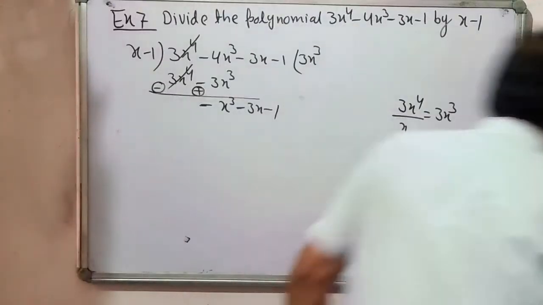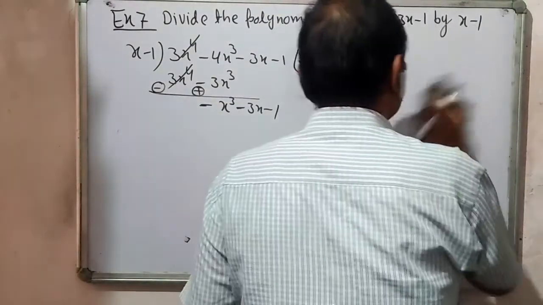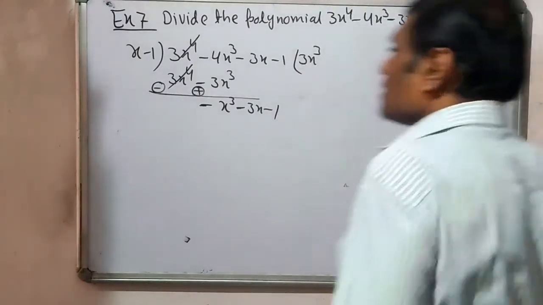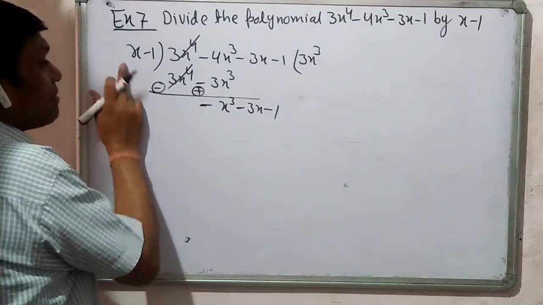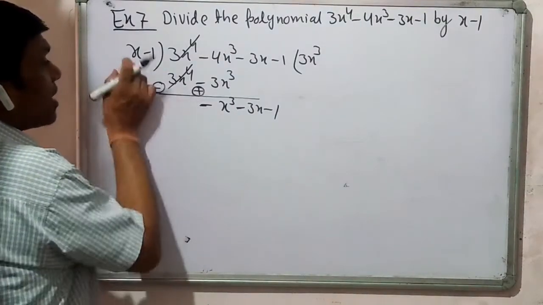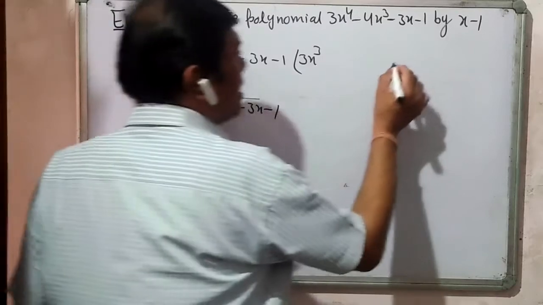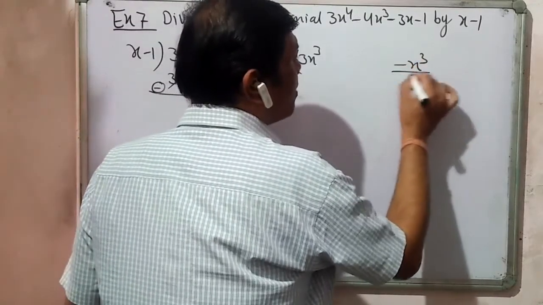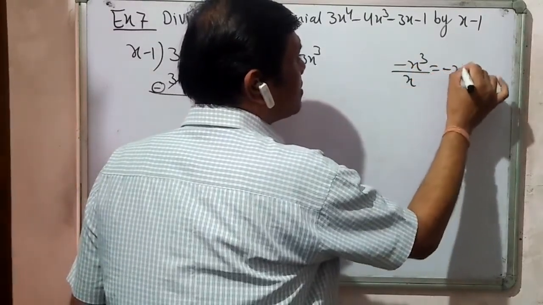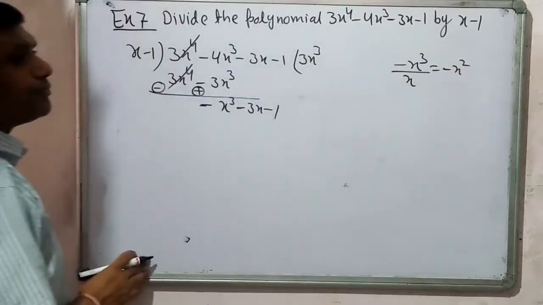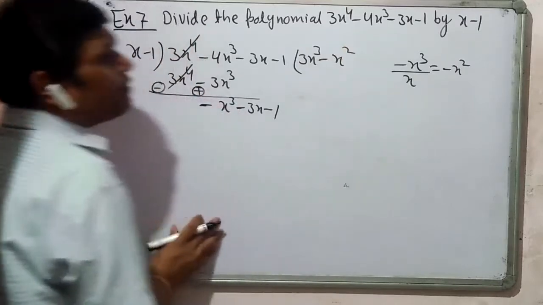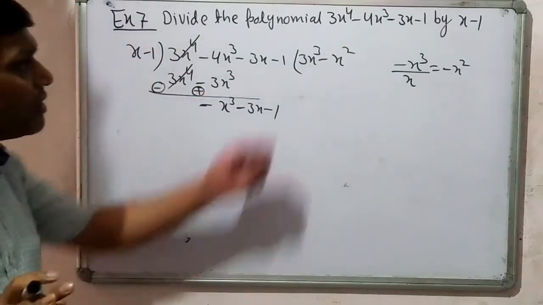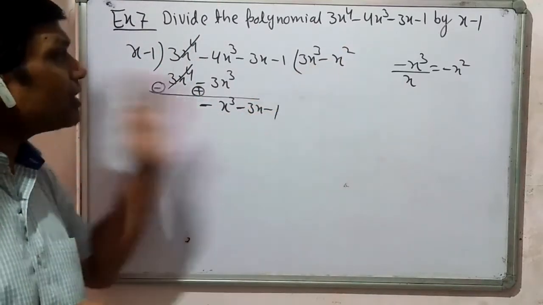Next is repeated application of the same step. So what we are going to do is highest degree term minus x cube divided by x. As I have told you, we have to take it with its sign. Minus x cube divided by x gives us negative x square. So negative x square is our second term in the quotient.